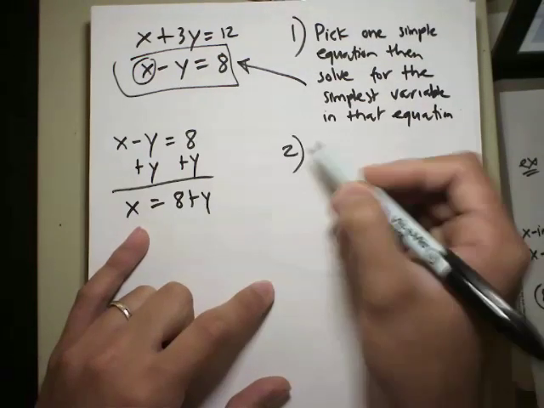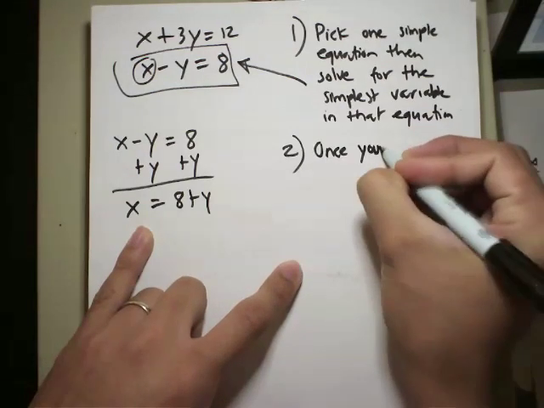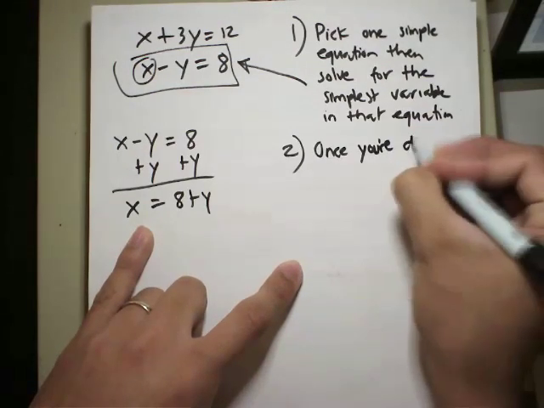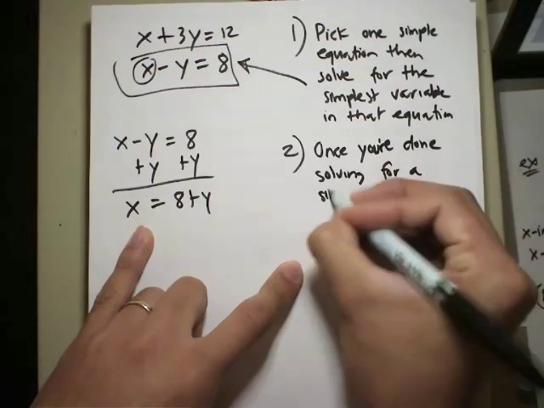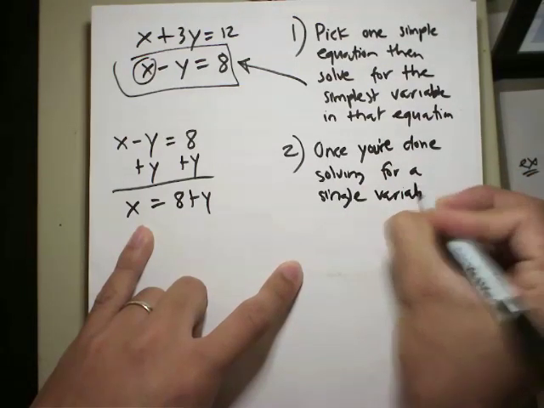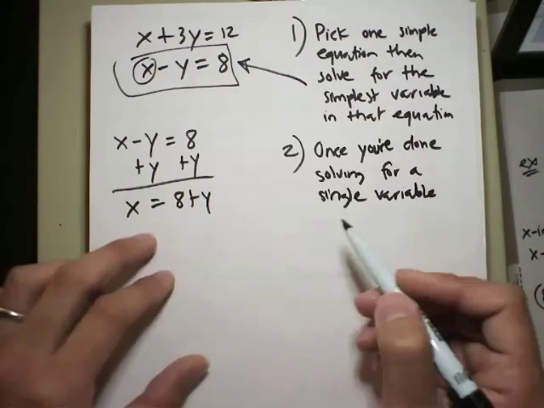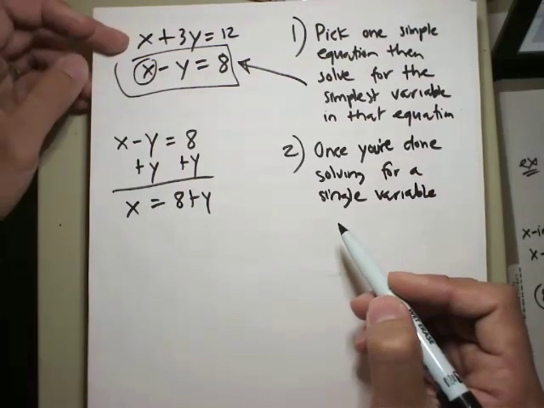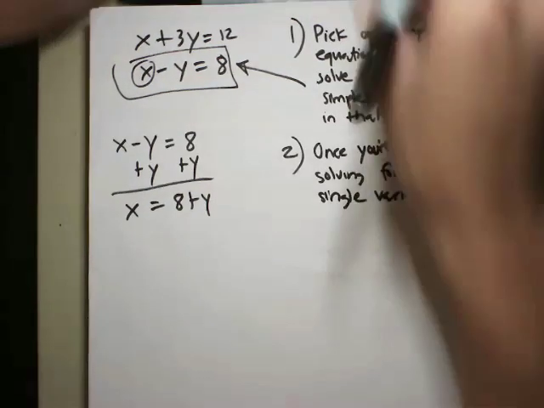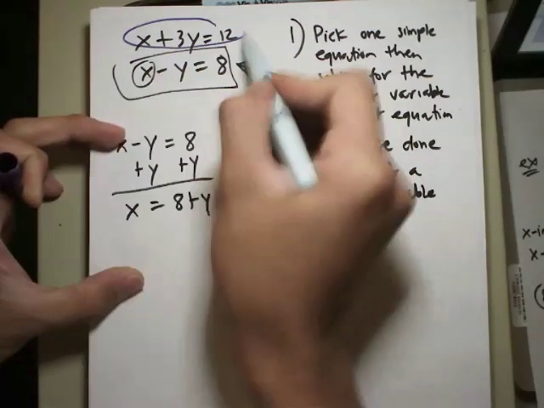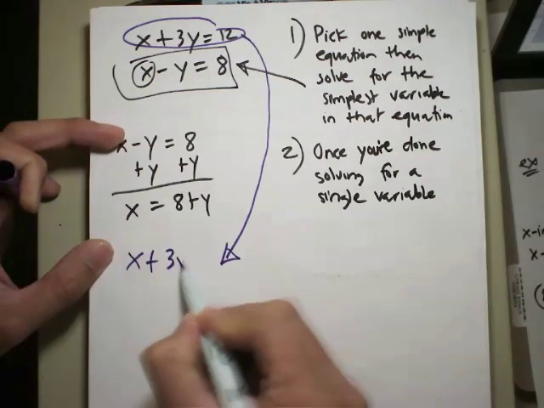So that means the second step is, once you're done solving for that single variable, what you want to do now is go ahead and substitute it into the equation that you did not use to solve for. So in this case, this one right here, we didn't use it yet, right? So I'm going to go ahead and drag it down. x plus 3y equals 12.